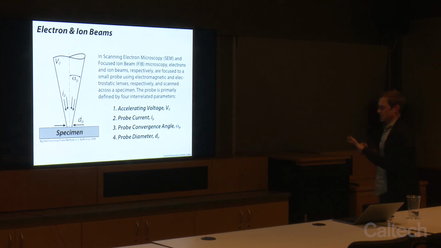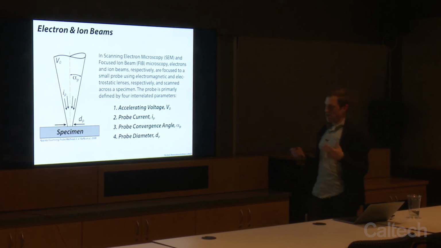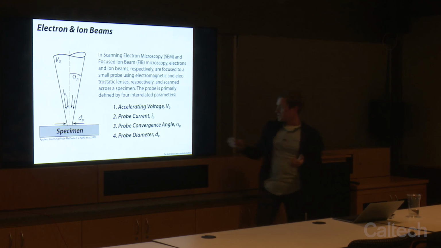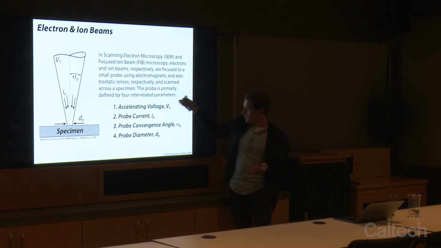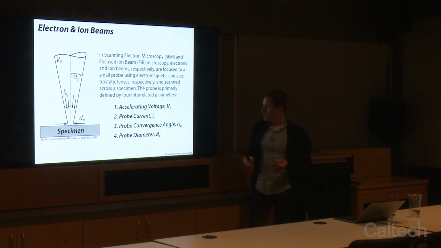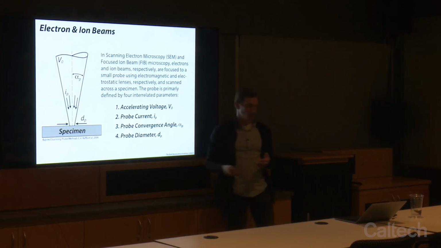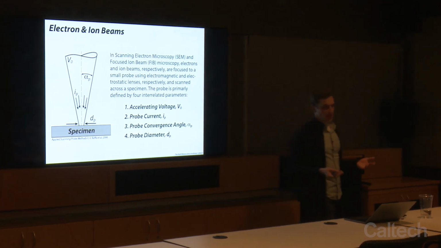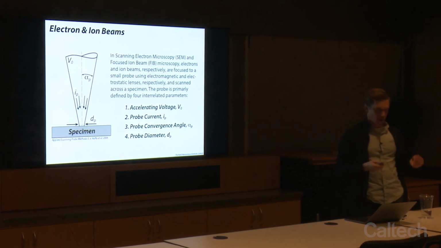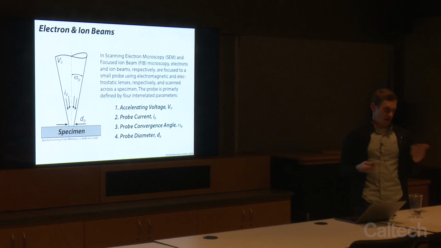So this slide is just to kind of give an overview of the different parameters that are involved. The basic ones you want to keep in mind are the accelerating voltage, the probe current, and the probe convergence angle. And all of these things conspire to give you a certain probe diameter, which, as the operator, is what you're ultimately concerned about when you're thinking about the resolution of your images.